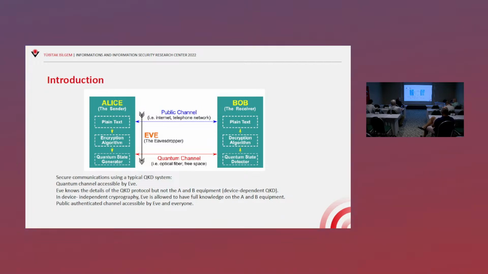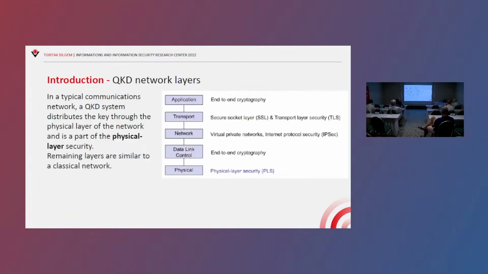As we'll see, in almost all cases, one would need both of these channels. A public channel that is accessible by anyone, including Eve, and also a quantum channel, similarly, that's also accessible to Alice, Bob, and Eve, outside intruders. Okay.